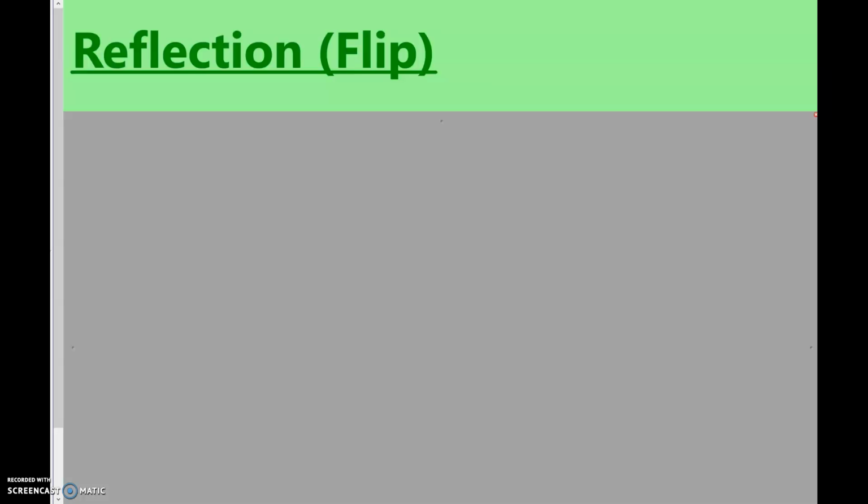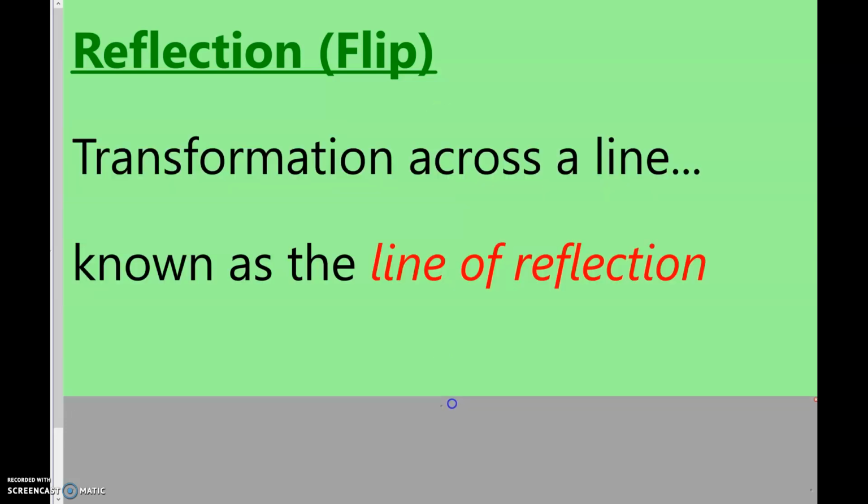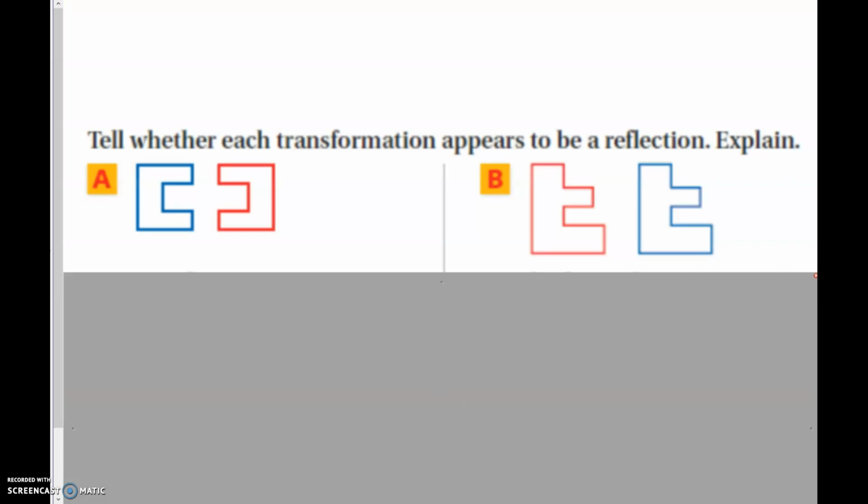So a reflection, another word that a lot of times we use is a flip. So it is a transformation across a line. This is known as the line of reflection. So sometimes we're reflecting across the x-axis, the y-axis, or y equals x, or x equals 3. So you're always reflecting across a line of some sort.